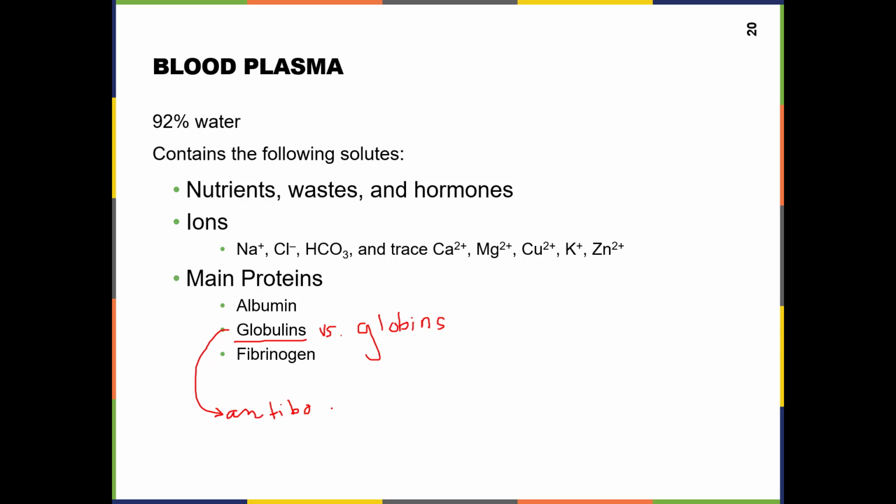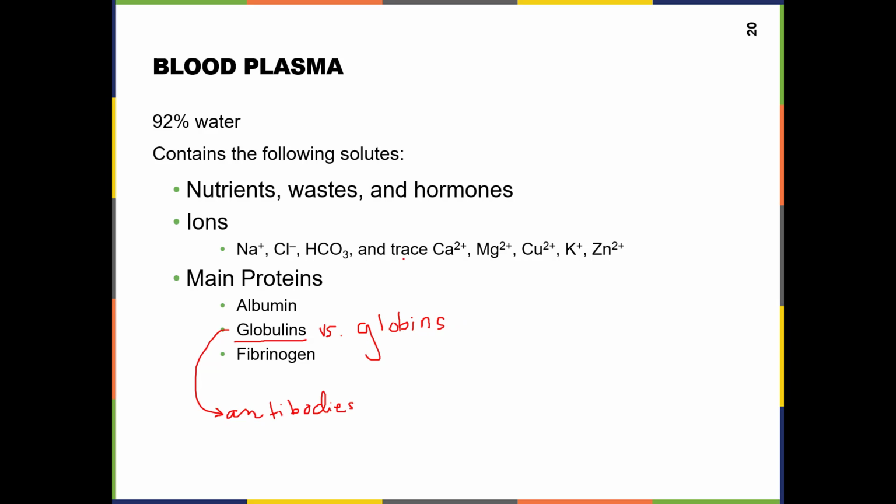And those are in the plasma. Sometimes we call it the serum. So if you're doing a serum antibody test, it means you're testing the plasma for certain antibodies. Sometimes we call that serology. So if you're doing a serological test, you're testing the serum, the liquid part of the blood, for certain things.